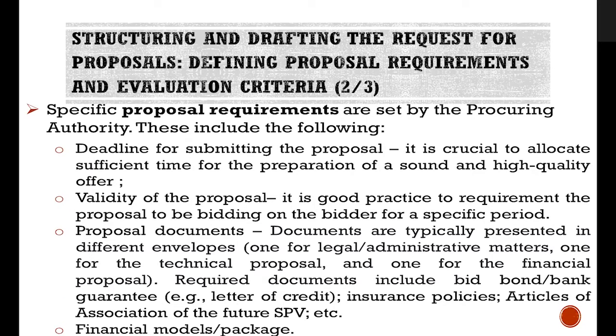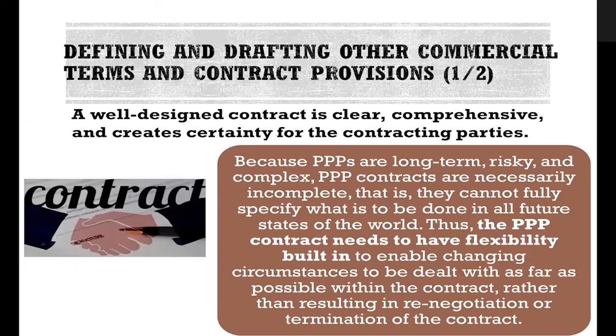That, and all of this, you can appreciate. Defining and drafting other commercial terms and contract provisions. A well-designed contract is clear, comprehensive, and creates certainty for the contracting parties. Remember, I told you at the point of structuring, it's what structure goes into a contract, be it financial structuring, risk structuring, and all of those, and also considering the administrative requirements that go into evaluation. All those fit into the final contract document that each party would countersign.